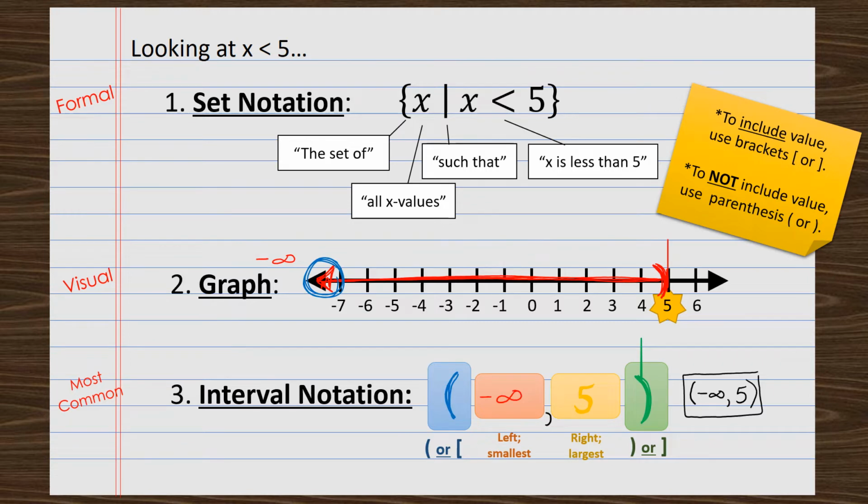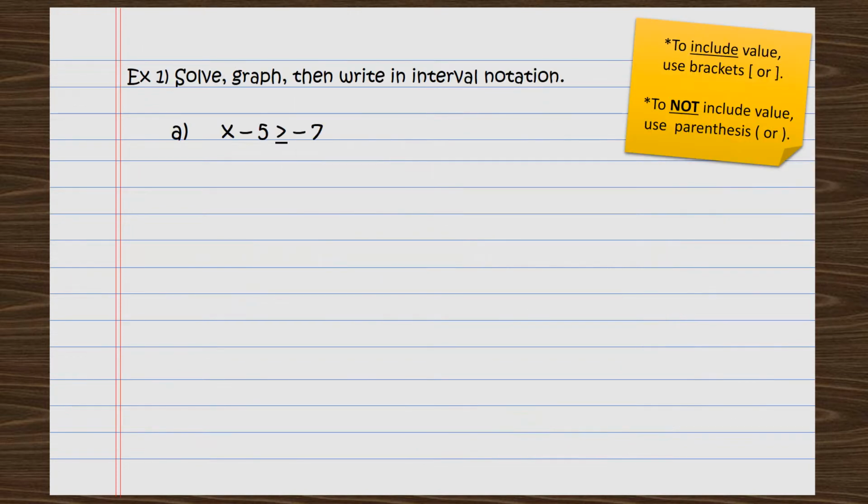And again, interval notation is the most common. Alright, our first example: solve, graph, then write in interval notation. So we are going to solve, although these are not equations, they're inequalities, they still have 2 sides to the problem, and we're still on a mission to get x by itself. So to get x by itself, we would need to add 5 to both sides. And when you do that, that gives you that x is greater than or equal to -2.